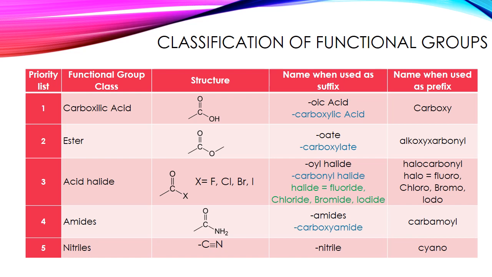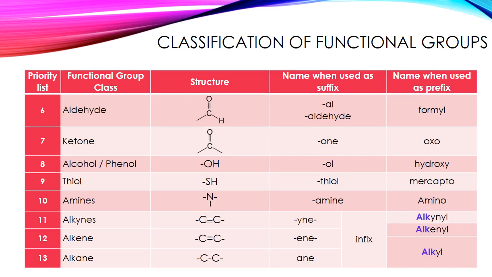On the right-hand side, it mentions the priority list of the functional groups. Carboxylic acid is the first priority among the functional groups in this table. The second is ester, then acid halide, and amides and nitriles. The sixth priority goes to aldehyde, then ketone, alcohol, thiol, and amines. Up to that point in this list, those functional groups contain both suffix and prefix.